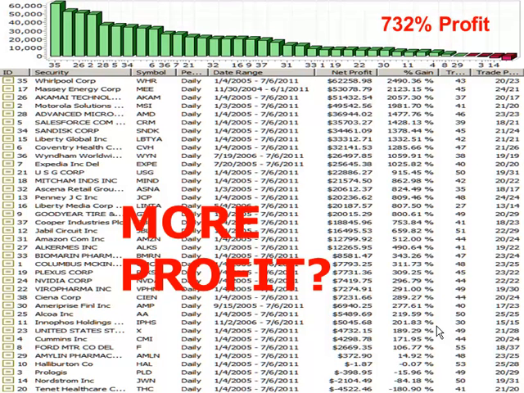So let's repeat the same test with a 50% or 2-to-1 margin. What is the result? The total profit is 732%, more than double the profit not using a margin. Be careful. Here you can lose more than the basic capital attributed to a single stock.